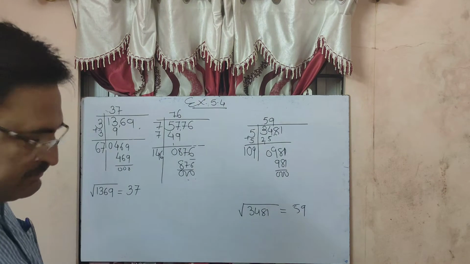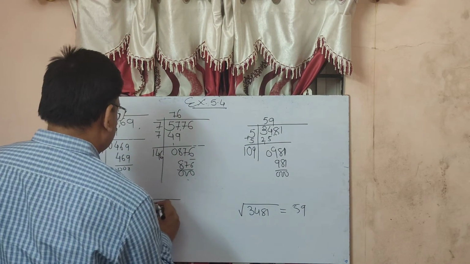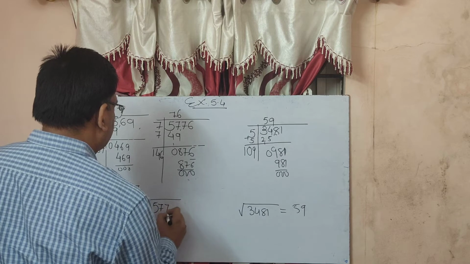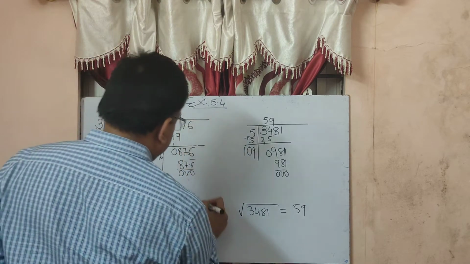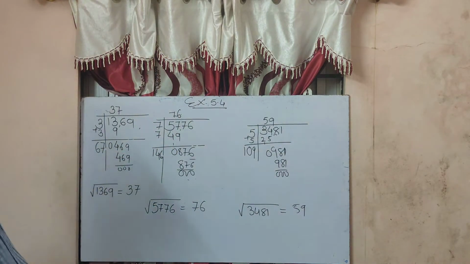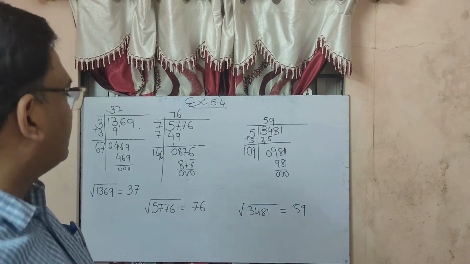square root of 5776 is how much? 76. Very easy method. You can use it for any number.